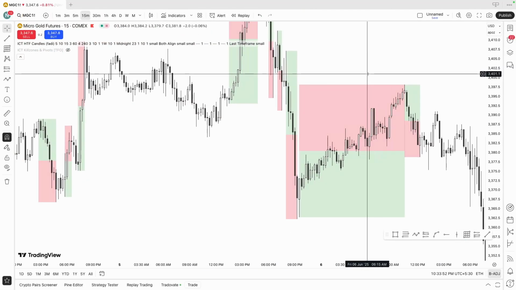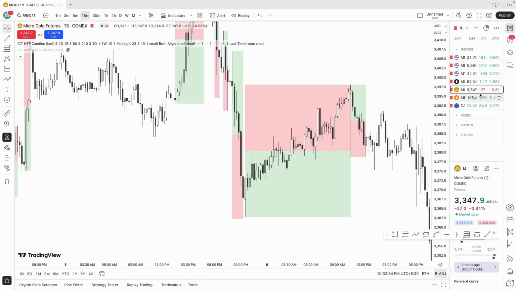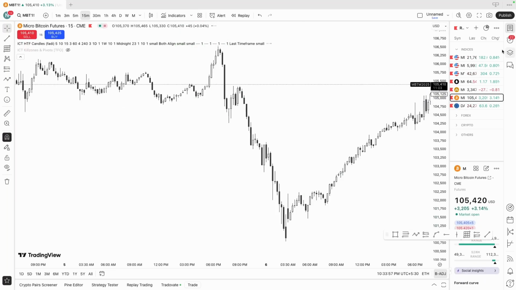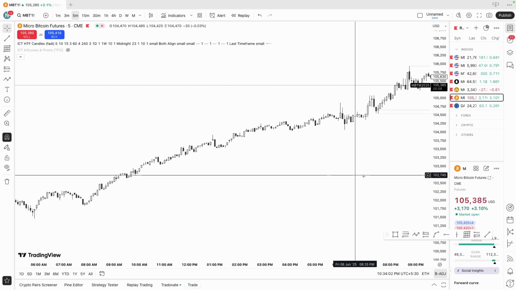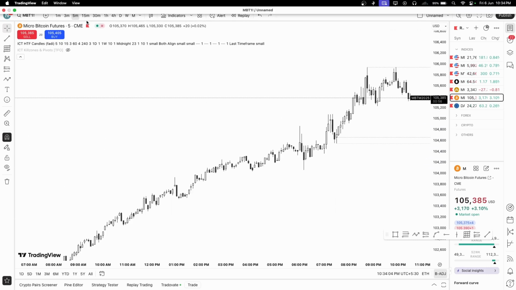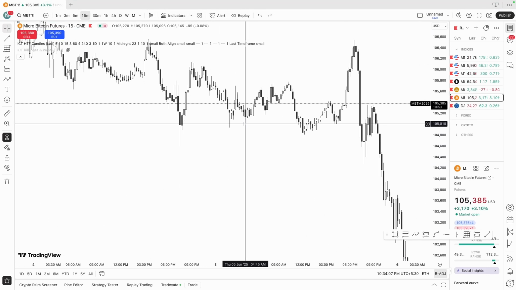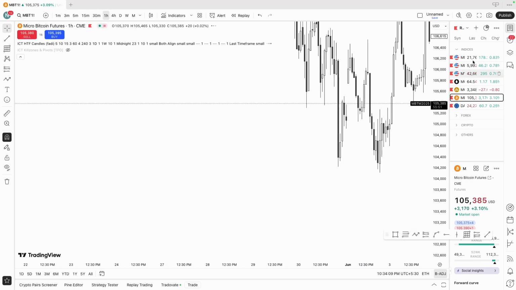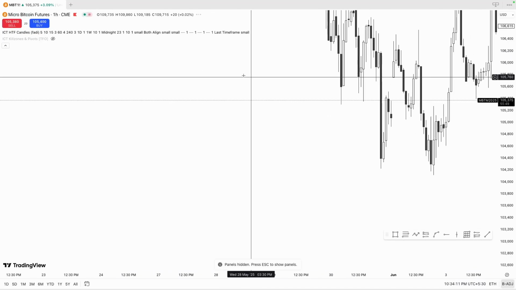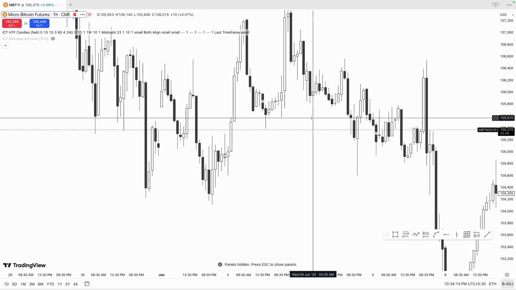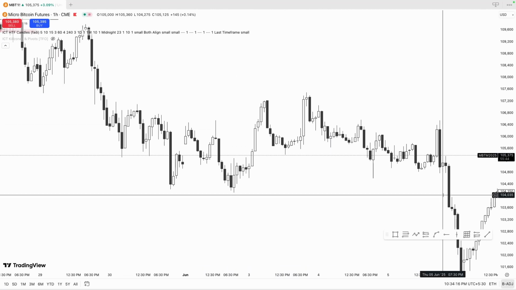Let me go on to other pairs as an example. If I do it on Bitcoin, you can do it in any time frame. So there's no limit on what time frames you can use. Let's say we can do it in 1 hour also, or 4 hour, daily. Price usually tends to retrace till the equilibrium.